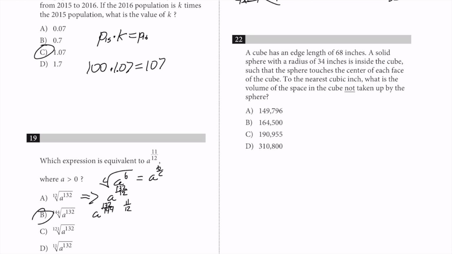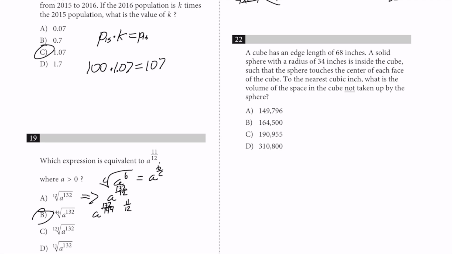Question 22. A cube has an edge length of 68 inches. A solid sphere with a radius of 34 inches is inside the cube. The sphere touches the center of each face of the cube. To the nearest cubic inch, what is the volume of space in the cube not taken up by the sphere?